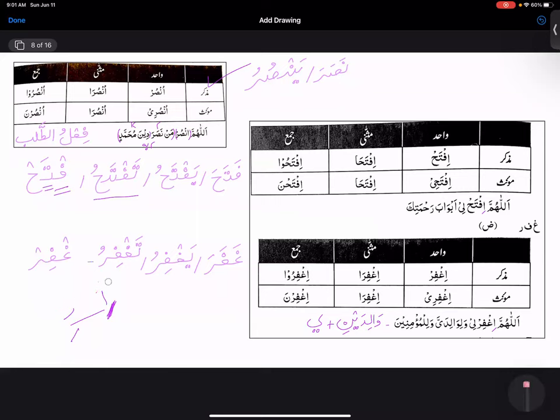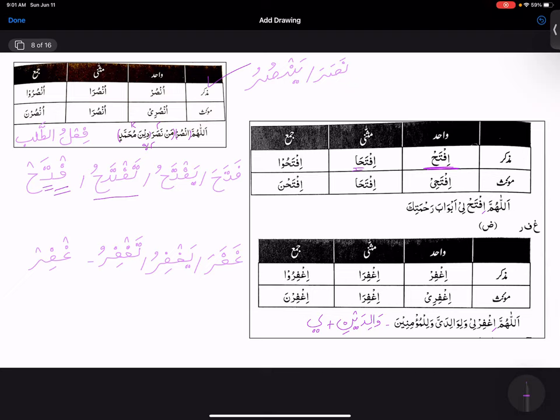Okay, so in this case we are going to give it a kasra. And when we give it a kasra, what is the word now? Iftah. You can see over here, iftah, iftaha. So this is our musanna, the dual one. And everyone is clear how it is becoming iftaha? Yes, alhamdulillah.